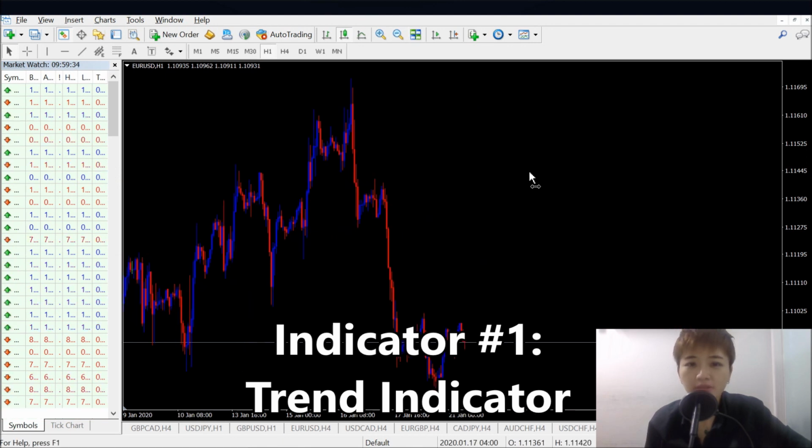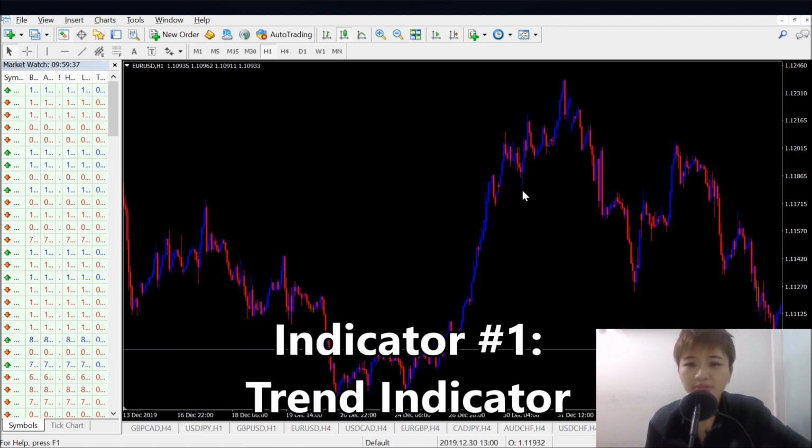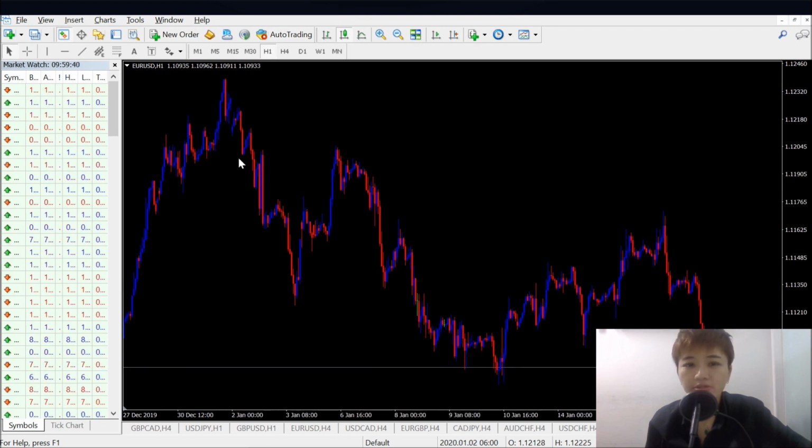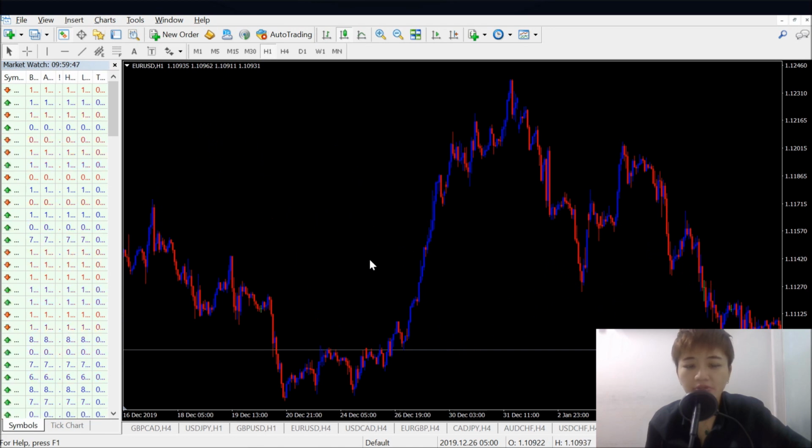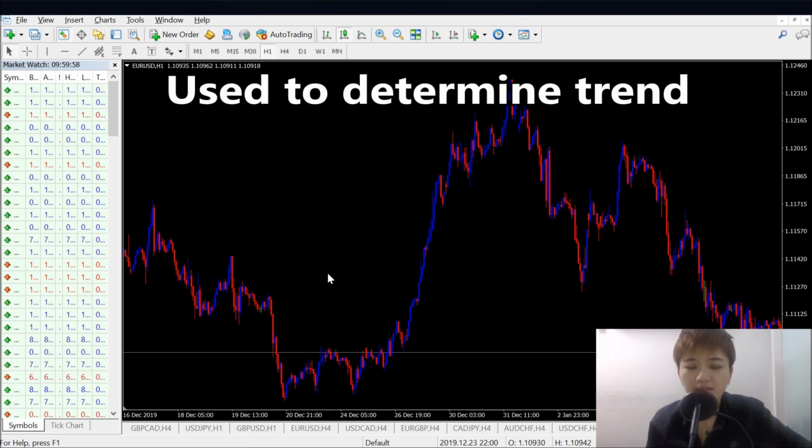Basically, when you go to the markets, you see a bullish trend like that, and also you see a bearish trend, meaning a downwards market. At the same time, you also see when markets go through a consolidation, meaning a ranging market. This is when buyers and sellers are very indecisive. So for trend indicators, you use them to determine whether you are trading in the bullish trend or the bearish trend.